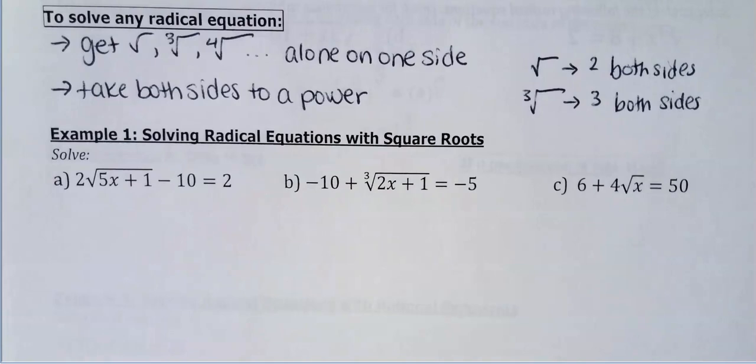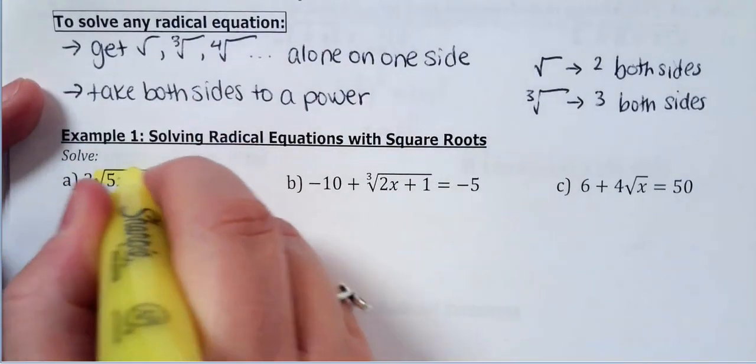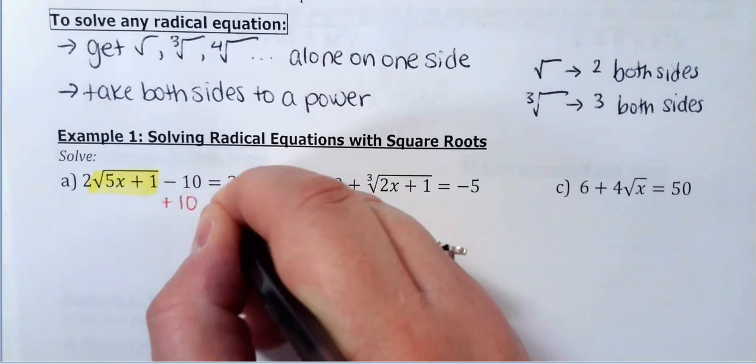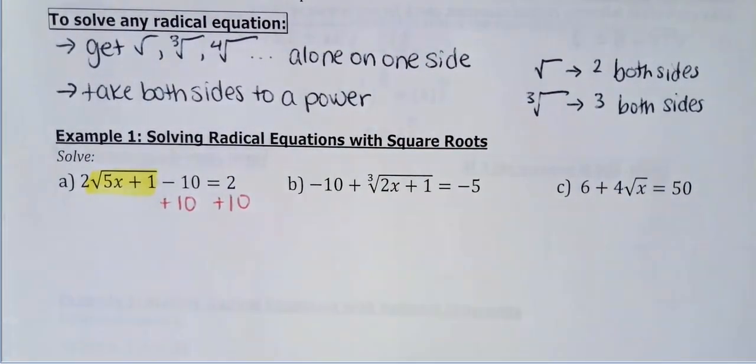In my lovely equation here, I have the square root of 5x plus 1. I need to get that by itself. I've got a couple obstacles in the way there. I've got a minus 10 and I've got a 2 being multiplied by that square root. What should I do first if I'm trying to get that radical 5x plus 1 alone? Do not divide by the 2. So many people do that. You want to get rid of any addition or subtraction first. It's like order of operations backwards. If I'm subtracting 10, get rid of that by adding 10 to both sides. You don't want to divide by that 2 first.